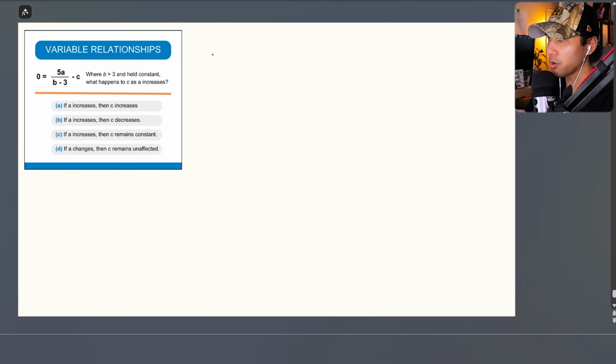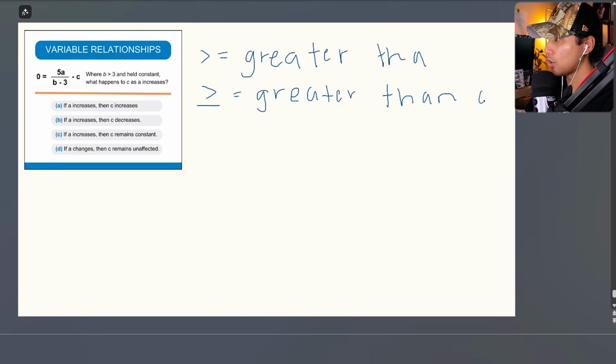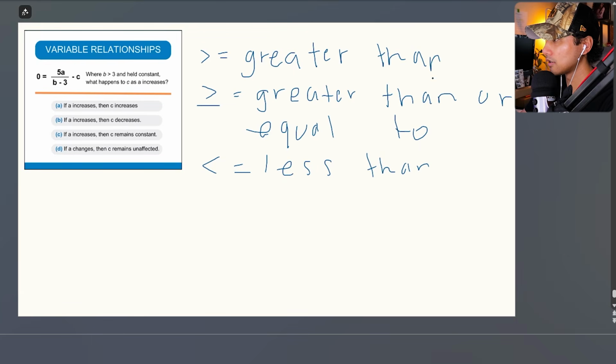B is greater than 3. So what I want you guys to know is this equals greater than. Okay? This with a line underneath equals, or is it a line on top? No, it's a line at the bottom. Is greater than or equal to. And vice versa, this is less than. And this is less than or equal to.